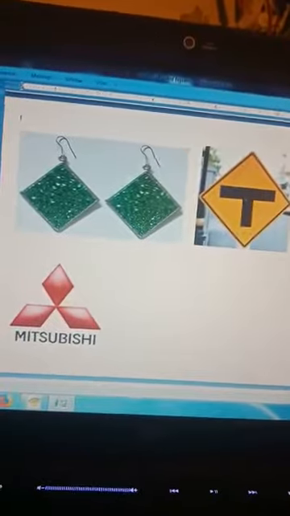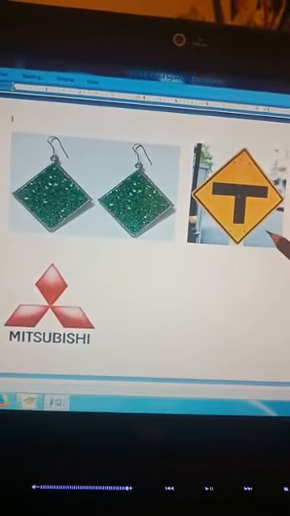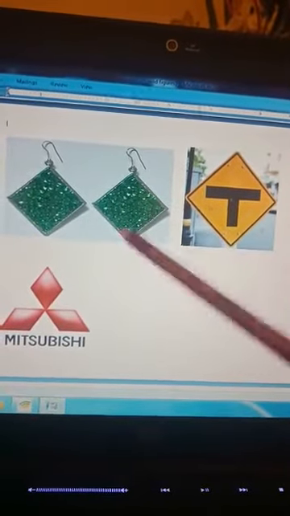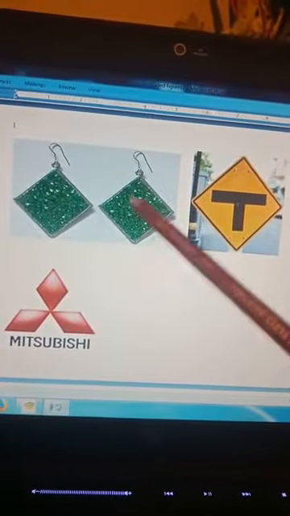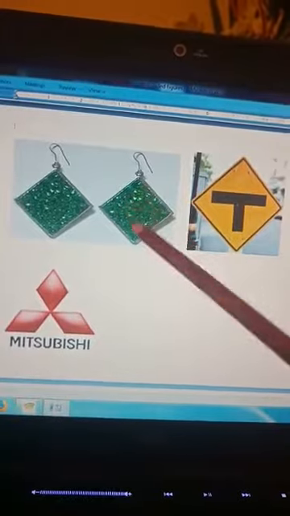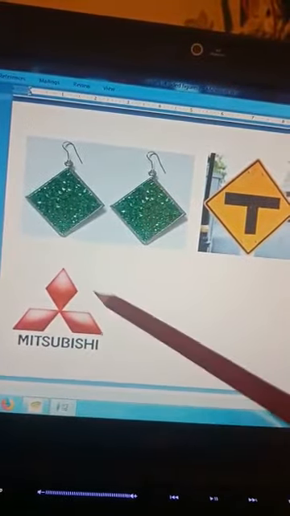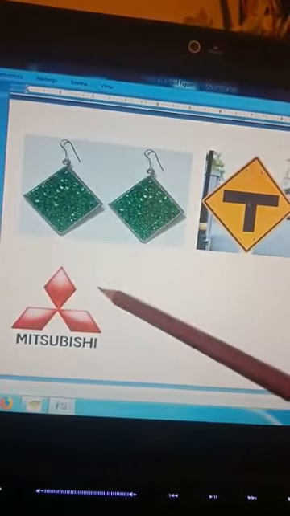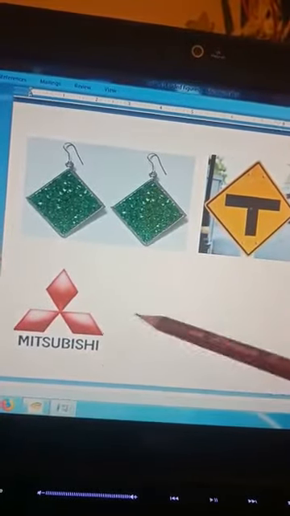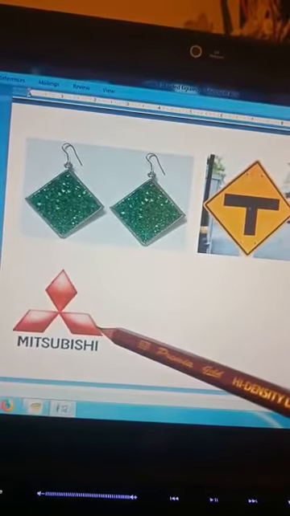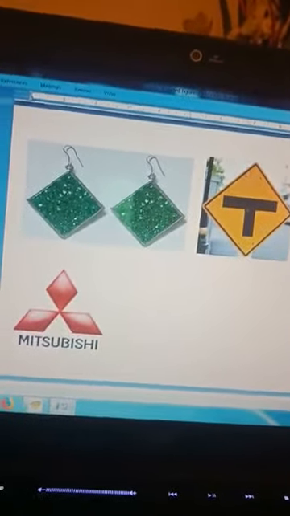What about these shapes? This shape is a rhombus, and these earrings are also an example of a rhombus. And what about this sign? This brand sign we have noticed on some of the products, and yes, it has three rhombuses. So now let's start our chapter.